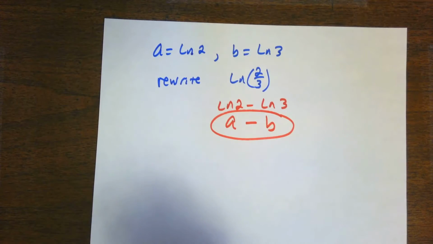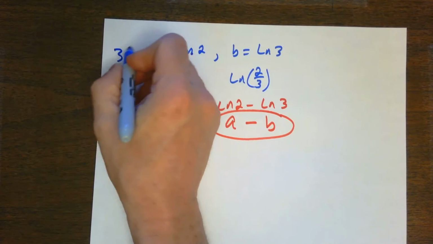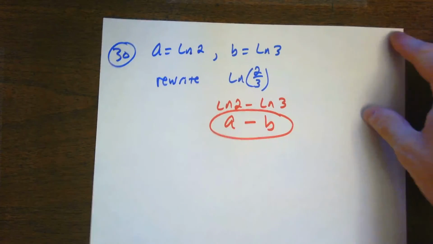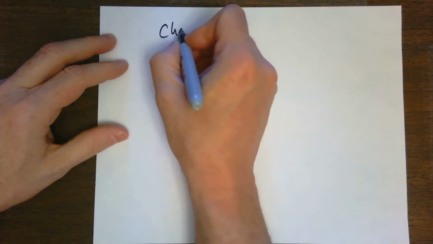Oh, what problem was that? That was problem number 30 out of the exercise set. And then 37 through 49, expanding, 57 through 69, condensing into a single logarithm. And I think that's it for properties of logarithms. There is one more property that we need to look at, and I wanted to deal with this one completely separately. And it's something called the change of base formula.